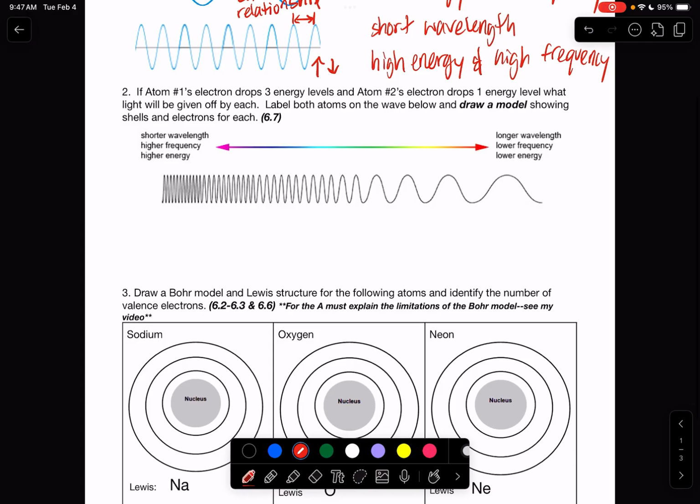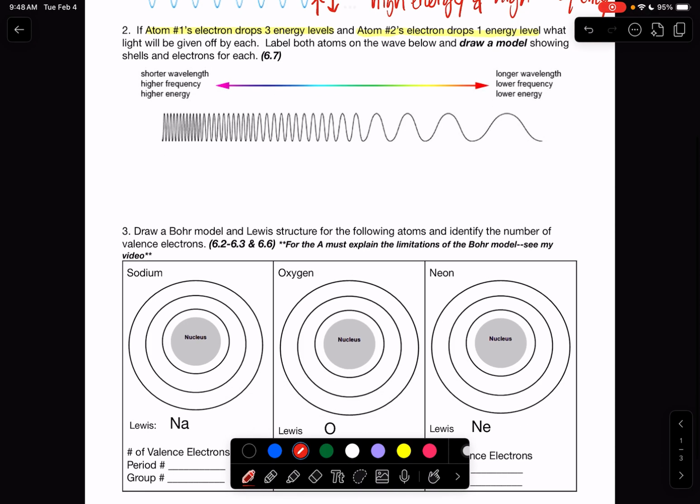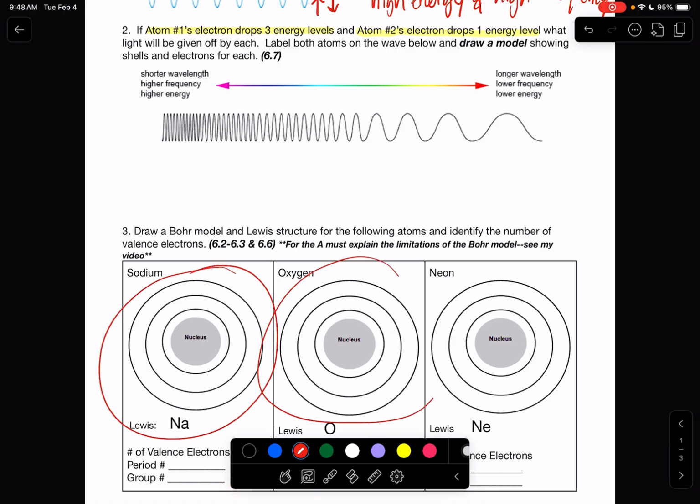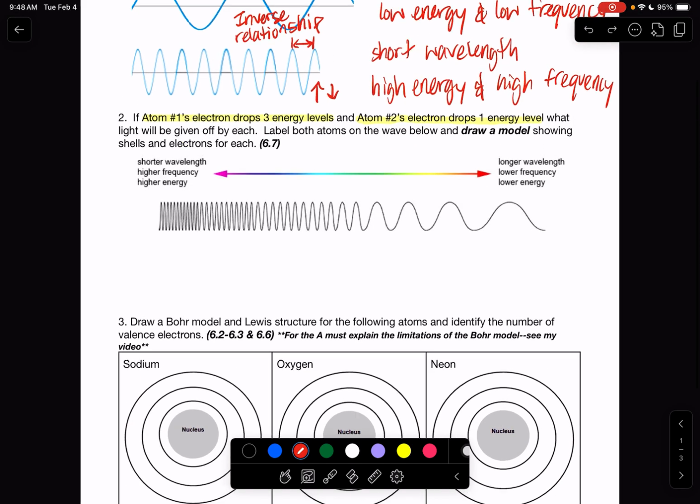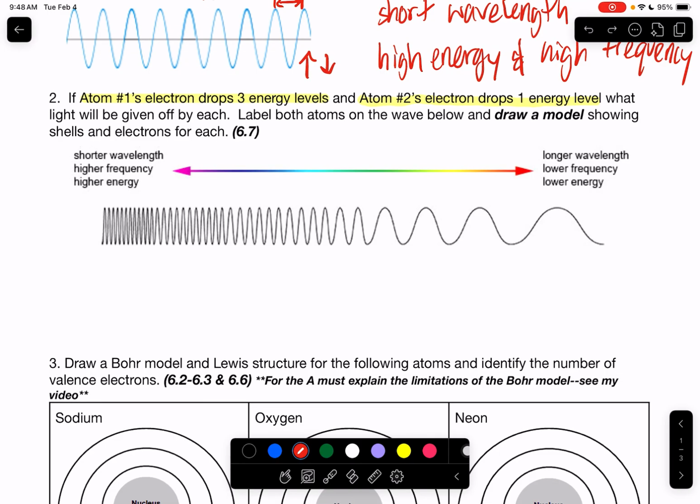In the next example, we're going to draw some models. So if atom number 1's electron drops 3 energy levels, and atom number 2's electron drops 1 energy level, what light will be given off by each? Label both atoms on the wave below and draw a model showing shells and electrons for each. So we're going to draw a very general model, not like the Bohr models that are specific, like these ones that you see here, that you're drawing for sodium or oxygen or neon. They're going to look similar, but it's not a specific atom. It's a very general model. We just have to show the change in energy for these models.